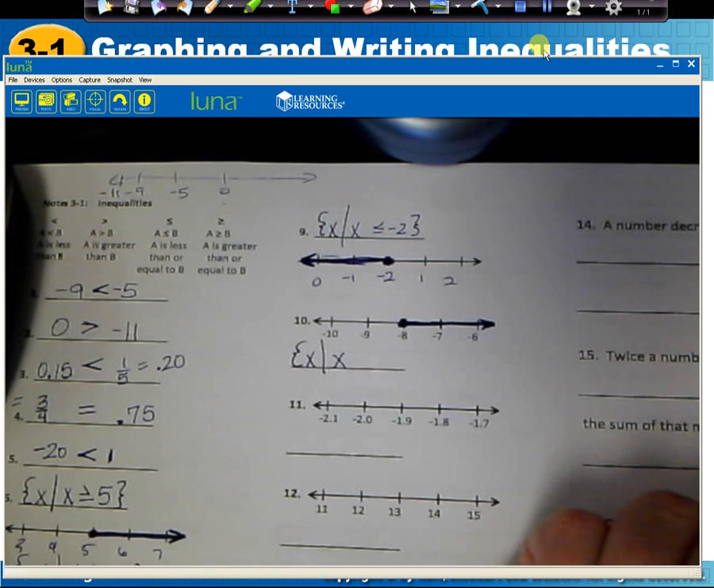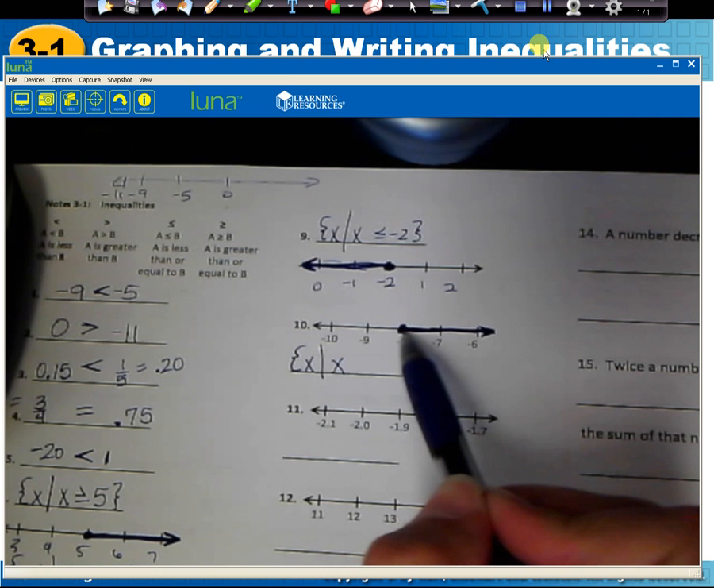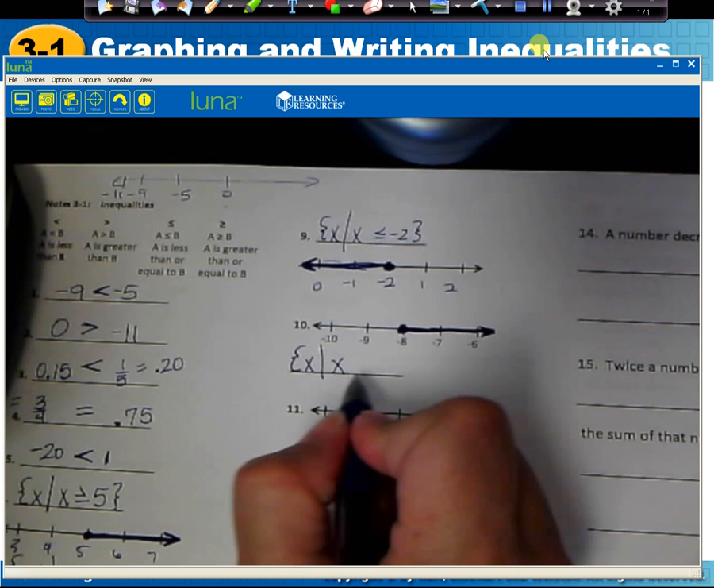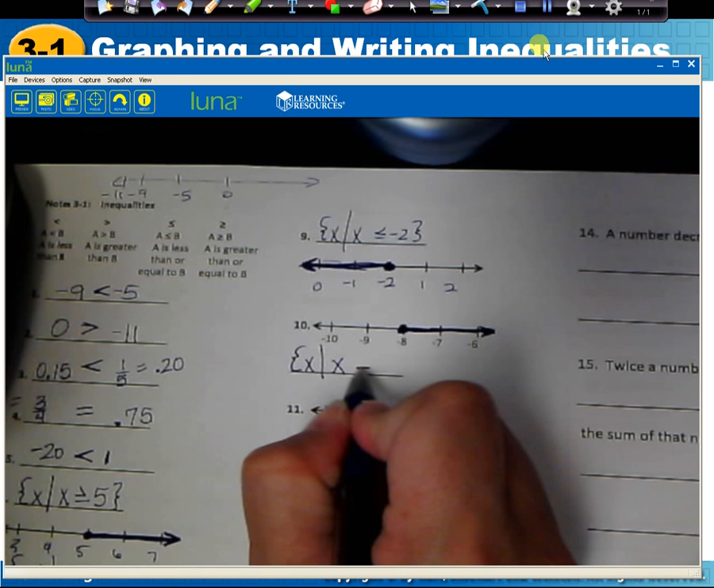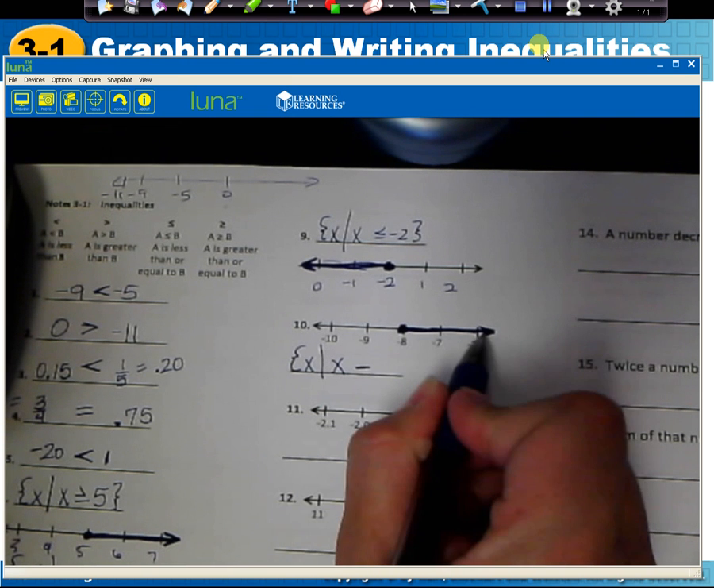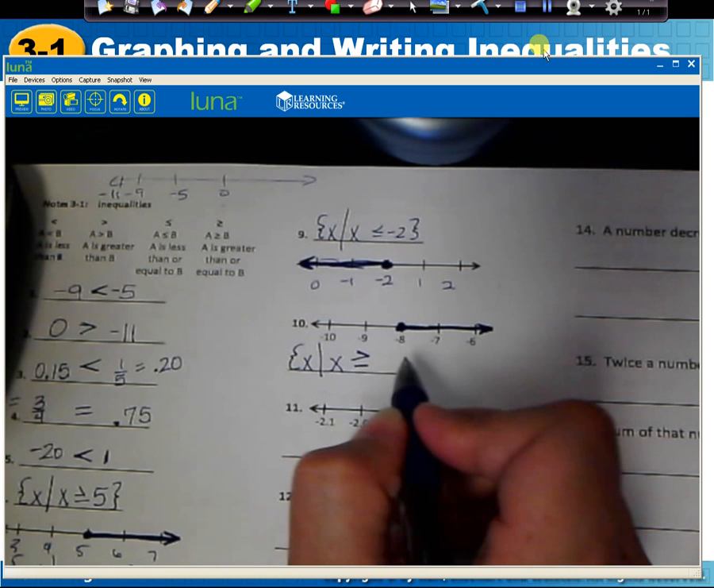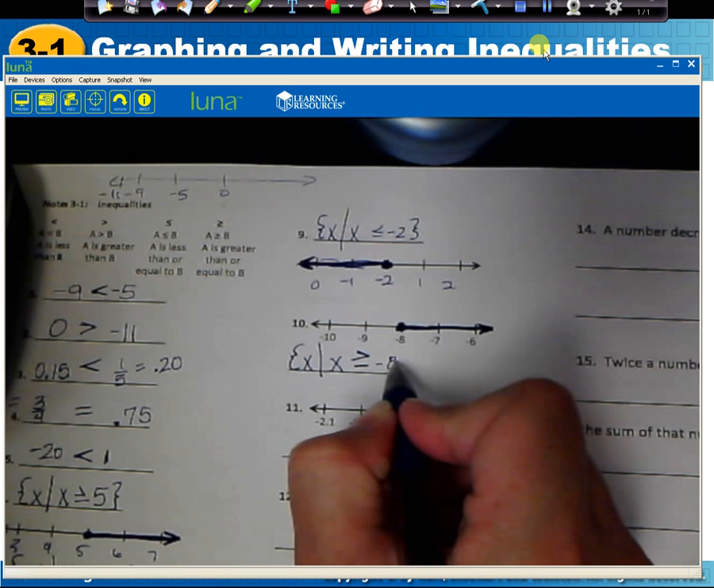Now let's look and see what we've got here. We have that negative 8 is shaded in, so we know that it's going to be an or equal to because it could be equal to negative 8. And we've shaded everything greater than negative 8, so we're going to say x is greater than or equal to negative 8.